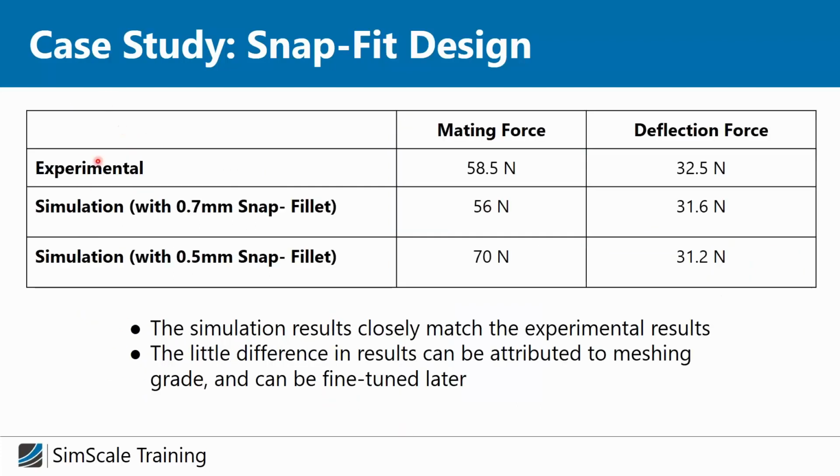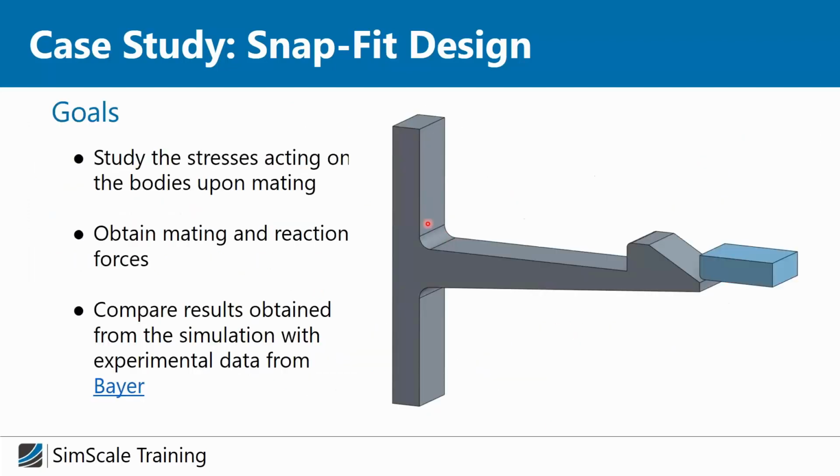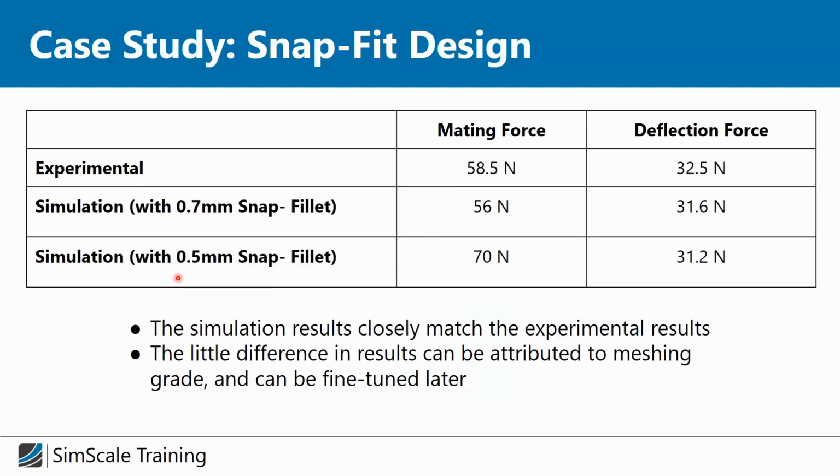And so we had these experimental results, and we tested two different simulations and just changed the snap fillet. So this radius here from 0.7 millimeter, which was the initial radius, and we also did run with 0.5 millimeter. And if you see, the results are really matching.